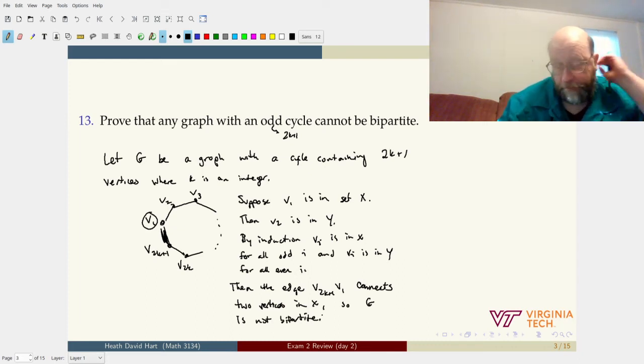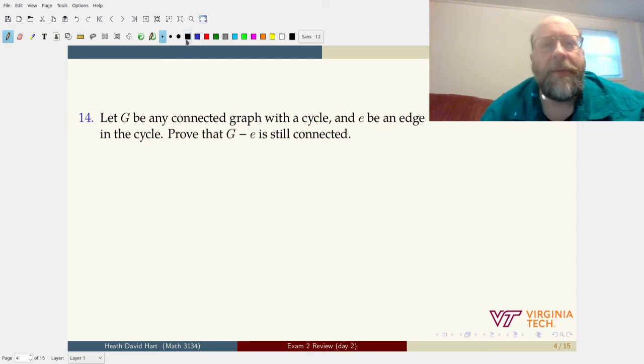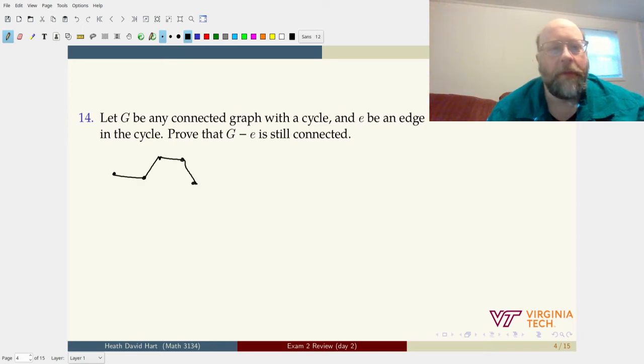All right, let's look at number 14. Let G be any connected graph with a cycle. Okay, so we have a connected graph with a cycle in it. And E is some edge that's part of the cycle. Prove that G minus E is still connected. Okay. So let A and B be the endpoints of edge E.